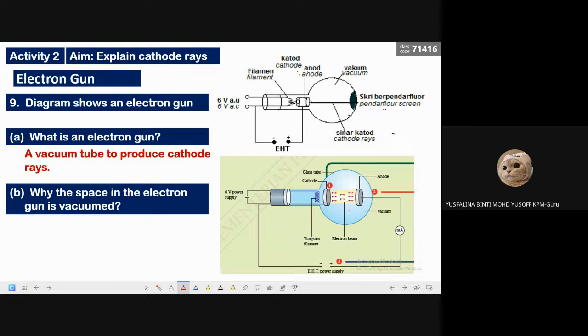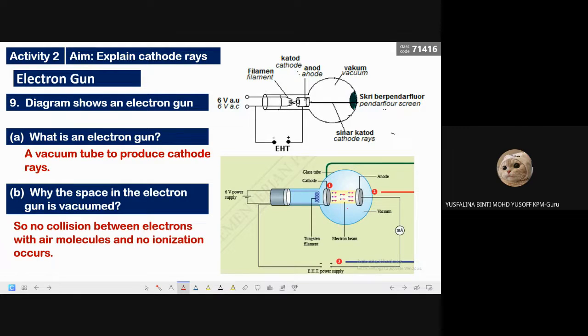So why is the space in the electron gun a vacuum? So there will be no collisions between the electrons and air molecules, because if there is a collision, of course energy will be used, and we don't want the energy to be used. Also no ionization occurs. Inside the air, there are air molecules that sometimes have a charge, and electrons have a charge, so they may charge the air molecules. We don't want that, so that's why they put it in a vacuum tube.